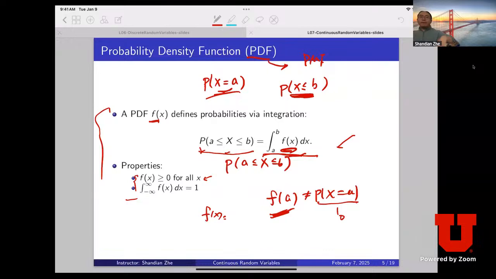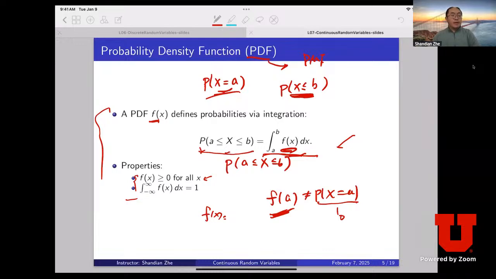So if you feel uncomfortable with what I'm saying, that's fine, because we're going to come to that point later, especially when we talk about the CDF. But this is the definition. Is there any question regarding the definition of the probability density function? Okay.